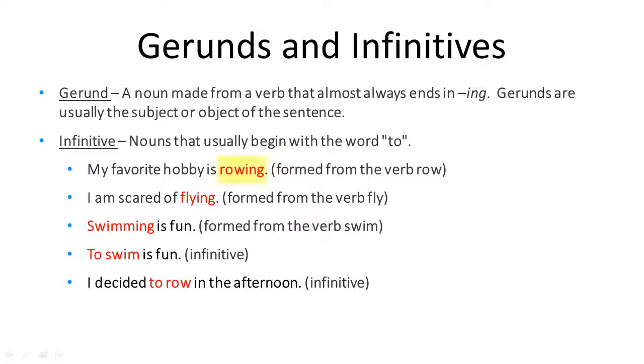My favorite hobby is rowing. You can see here rowing, it ends in ing, and this is the subject of the sentence. Rowing, that is the subject. So this is a gerund, and it is formed from the verb row. Row is the simple verb that it is formed from.